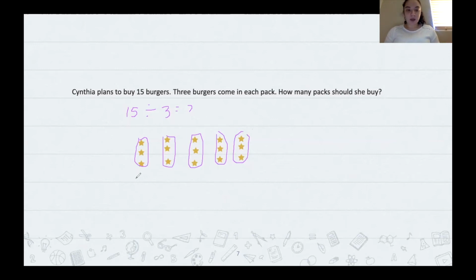So when we skip counted, we had 3, 6, 9, 12, and 15. So that means that 15 divided by 3 equals 5 packs. So Cynthia needs to buy 5 packs of burgers so that she has 15.